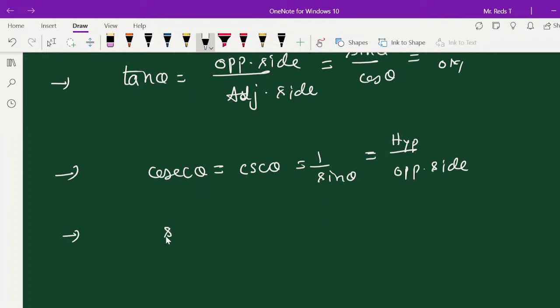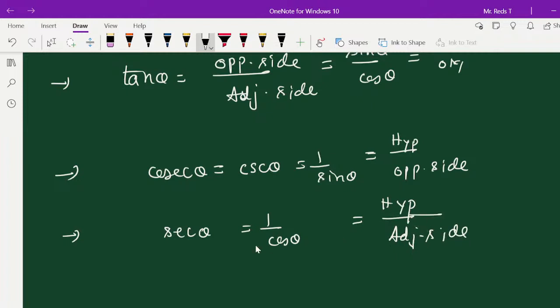Secant theta, sec theta I have to write. Secant theta can be considered as the reciprocal of cos theta, 1 by cos theta. Cos theta is adjacent side by hypotenuse, so it is hypotenuse by adjacent side. So this is how you can take secant theta.